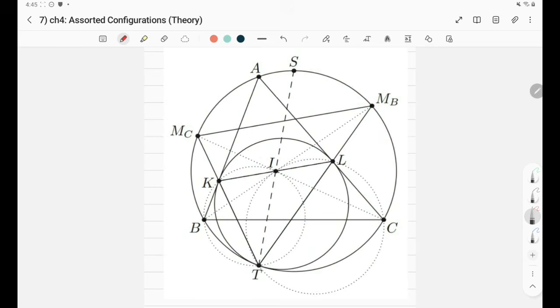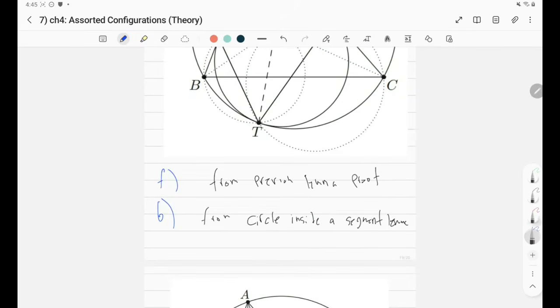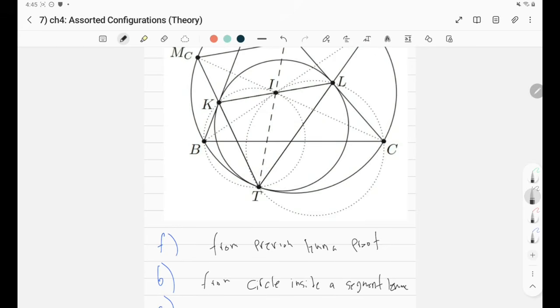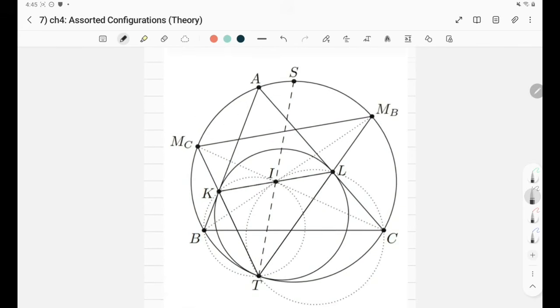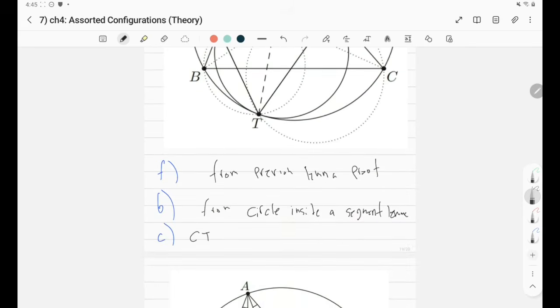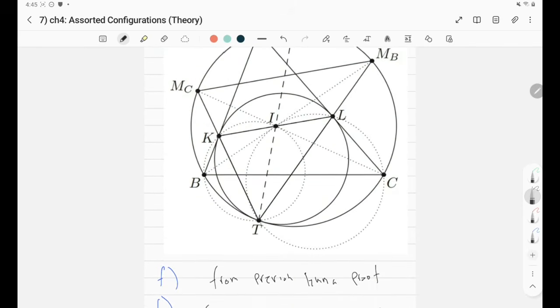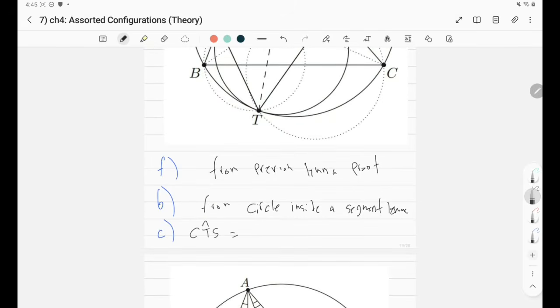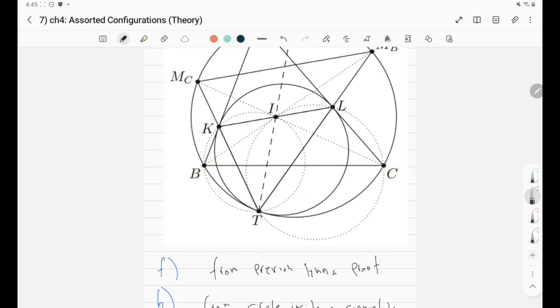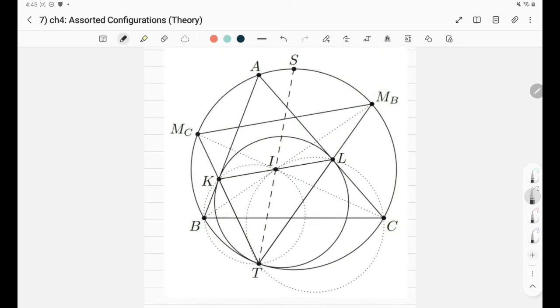Let's just sketch a quick proof here. To prove C, we just say that angle CTS is equal to angle ALK from the cyclic quadrilateral, which is equal to 90 minus A over 2, or you can just say B plus C over 2, and that's it. Very nice. So we have all of these nice properties.